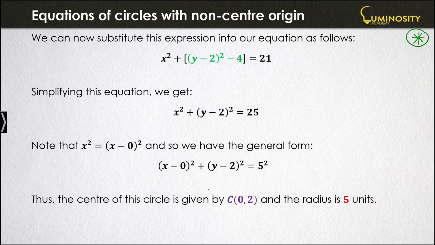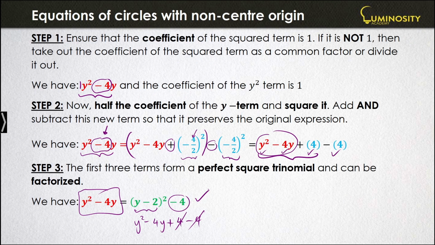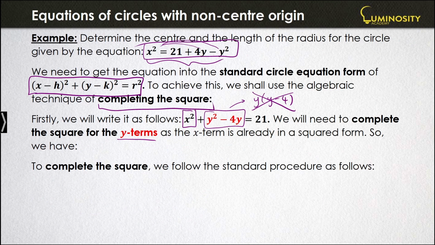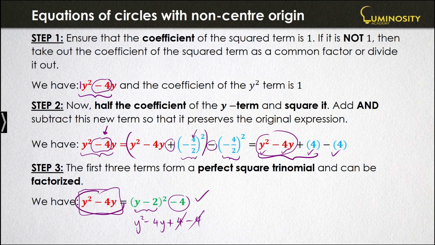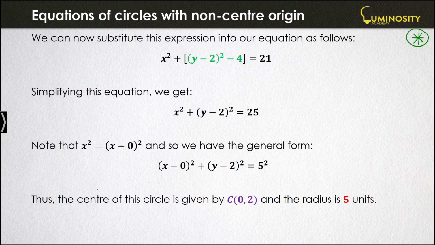So we can substitute that expression back into the original equation. So remember, we had x squared plus this term in red here, y squared minus 4y. But y squared minus 4y we can replace with y minus 2 squared minus 4. So that's what we've done here. Now we can just add 4 to both sides, and I get x squared plus y minus 2 squared equals 21 plus 4, which is 25.